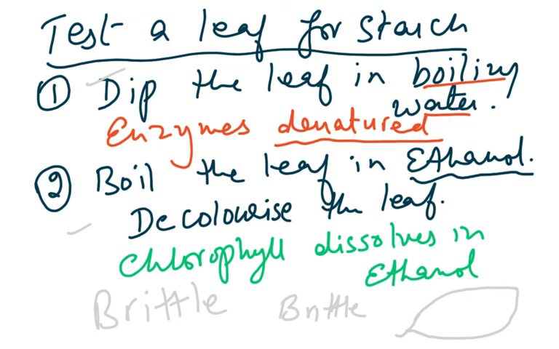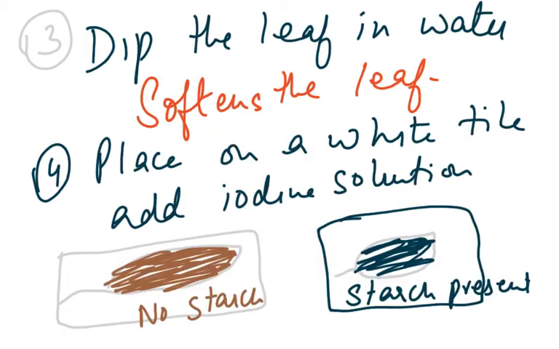So these are the steps in how we tested a leaf for starch. Dip the leaf in boiling water, enzymes denatured. Boil the leaf in ethanol, decolorizes the leaf, chlorophyll dissolves in the ethanol. Then dip the leaf in water, softens the leaf, and then you place it on the white tile and add iodine solution, and you will find out if photosynthesis has taken place. Then glucose has been made, and the glucose has been converted to starch. So this is what we are trying to look at. If we say starch is present, it means photosynthesis did take place, and we were correct in assuming whatever variable we were testing.